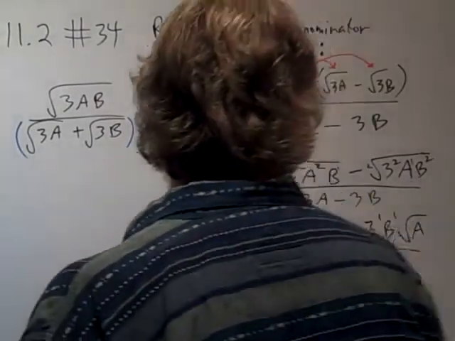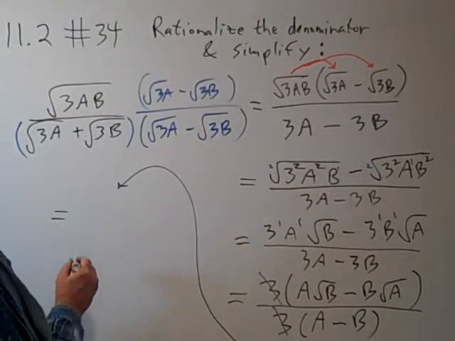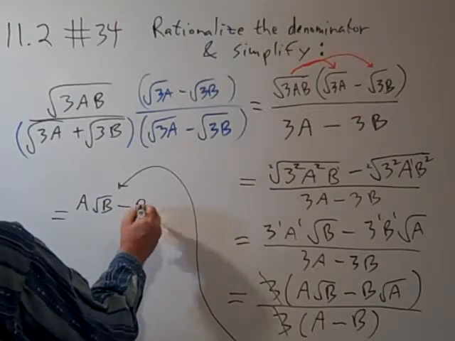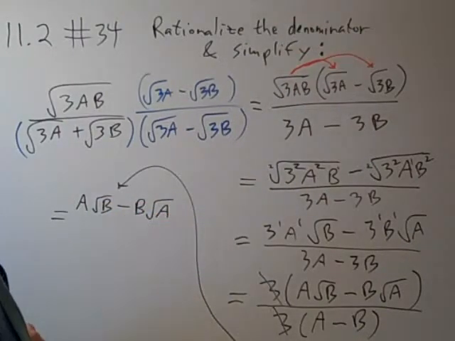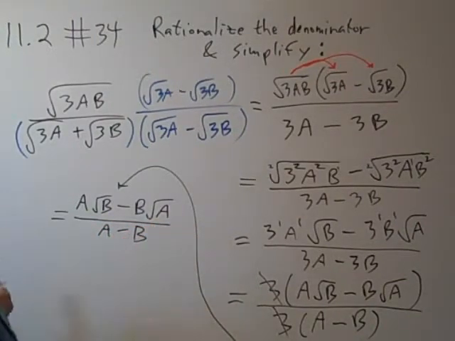And so we're left with our final solution: a times the square root of b minus b times the square root of a, all divided by a minus b. So that's how this one simplifies.